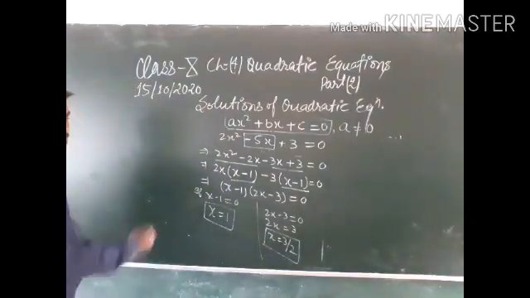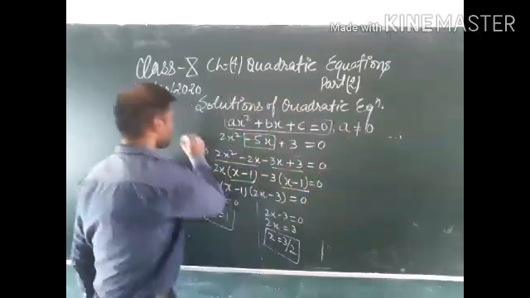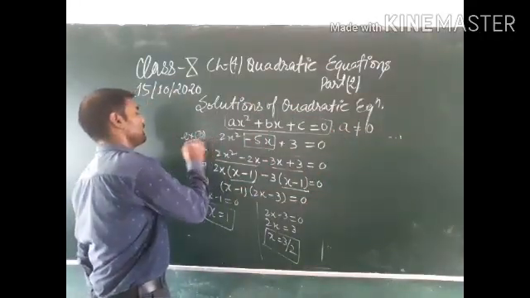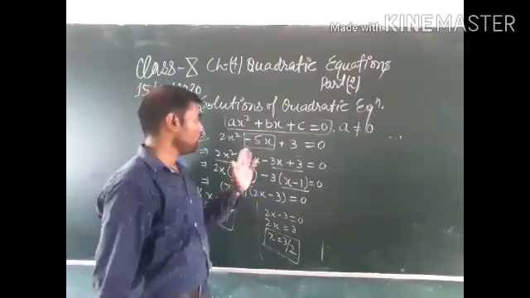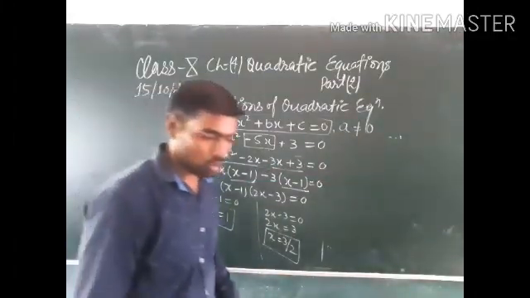This is example 3, an example from the NCERT book, 2x² − 5x + 3. Now we solve questions.